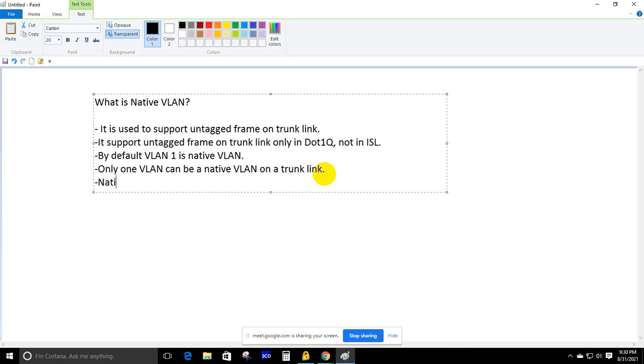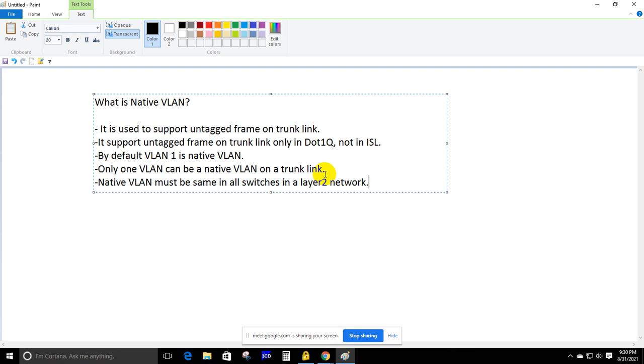Native VLAN must be the same in all switches in a layer 2 network. So these are the basic points. Clear?